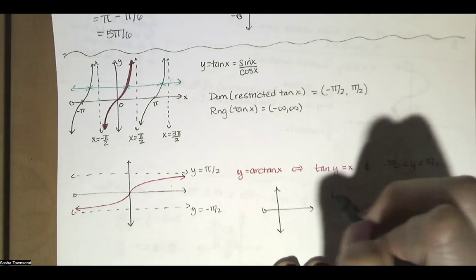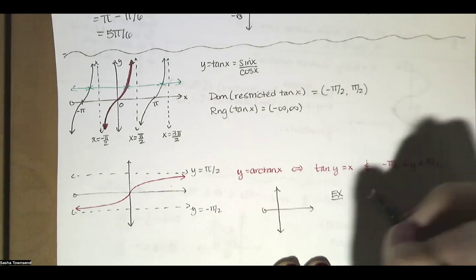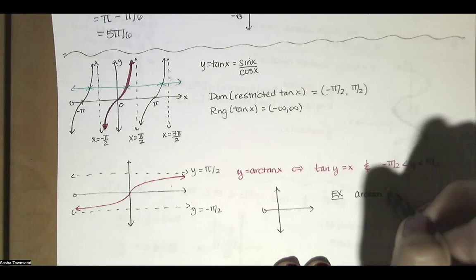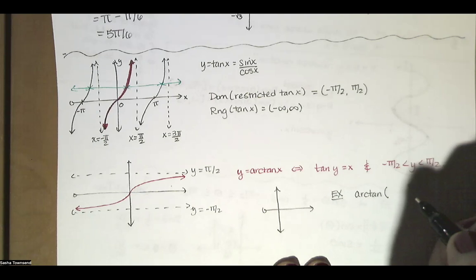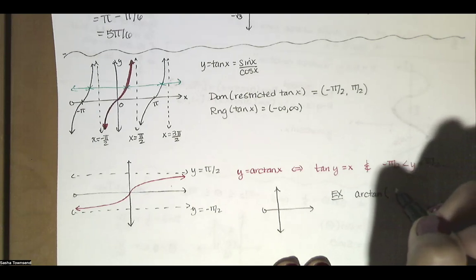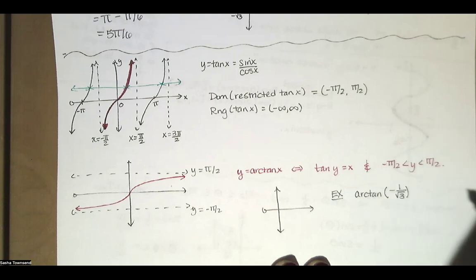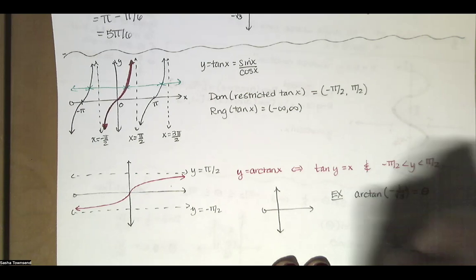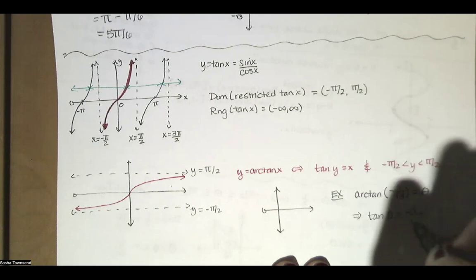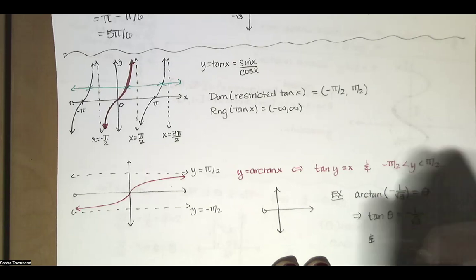So here's an example. Let's say someone tells you to find the arctangent of negative 1 divided by square root of 3. Say, okay, well, that's an angle. The tangent of that angle is negative 1 divided by square root of 3. And the angle is between negative pi over 2 and pi over 2.